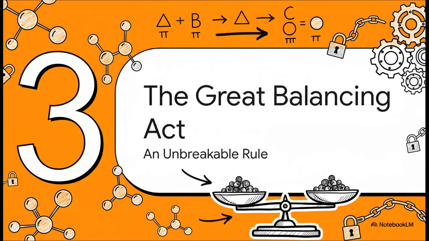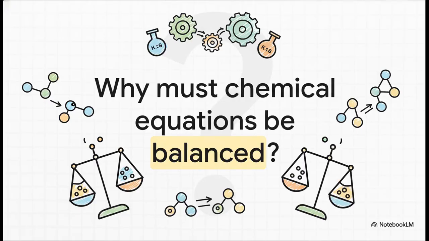Okay, so next step is what I like to call the great balancing act. See, chemists write these reactions down as equations, but you can't just scribble whatever you want. There's one single, absolutely unbreakable rule of the universe that every single one has to follow. So, did you ever wonder in science class why the teacher was so obsessed with balancing equations? I mean, what's the big deal? It's not just about keeping things neat and tidy, I promise. There's a really deep fundamental reason for it.